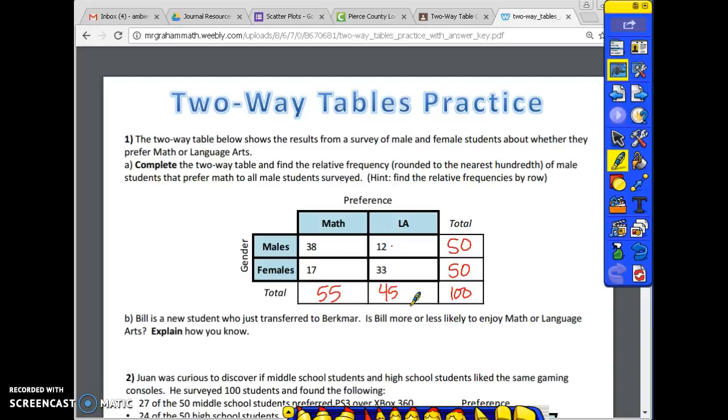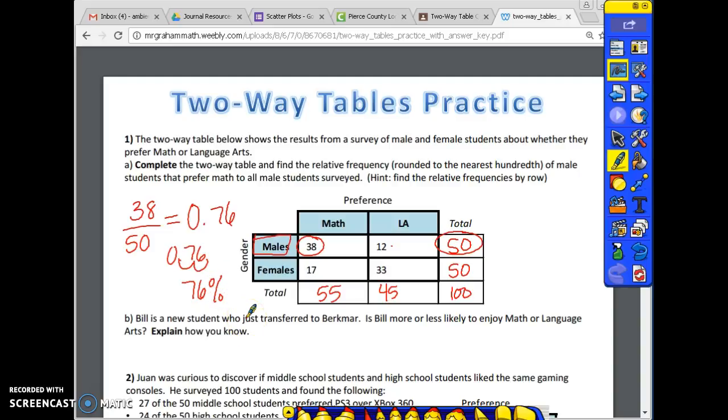Now find the relative frequency of male students that prefer math to all of the male students surveyed. So that's going to be 38 out of 50, which is 76 hundredths. To get the percentage of that, move the decimal to the right 2 places, and that gives you 76%.